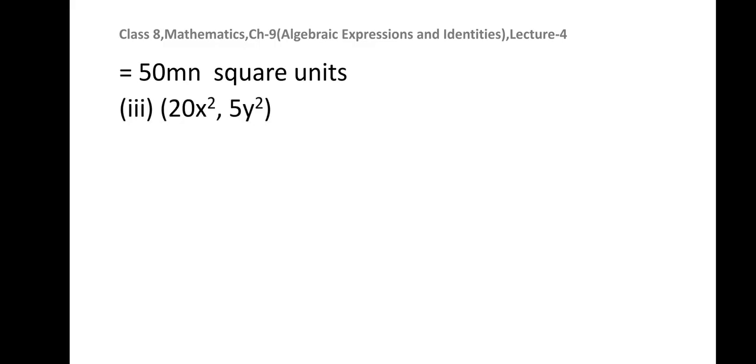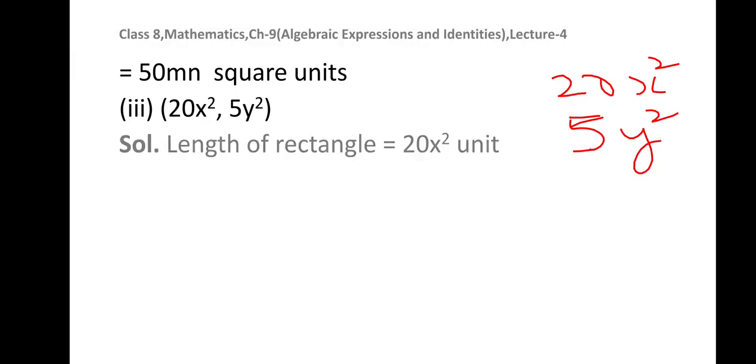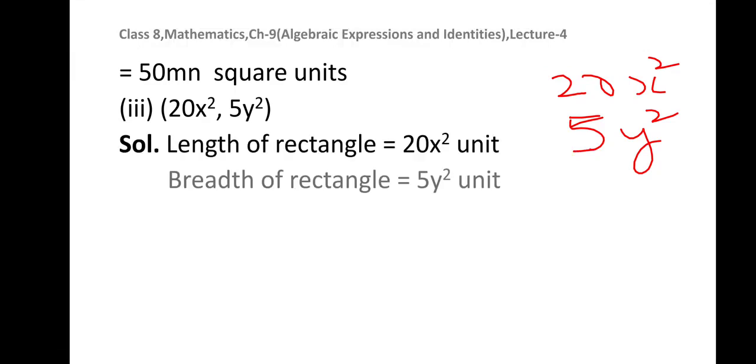Coming to the third part of this question number 2, it is 20x square and 5y square. Simply, we know the length given to you is 20x square and the breadth is 5y square. This is the breadth given to you. So let us see the solution now. The length of the rectangle is 20x square units. The breadth of the rectangle is 5y square units.